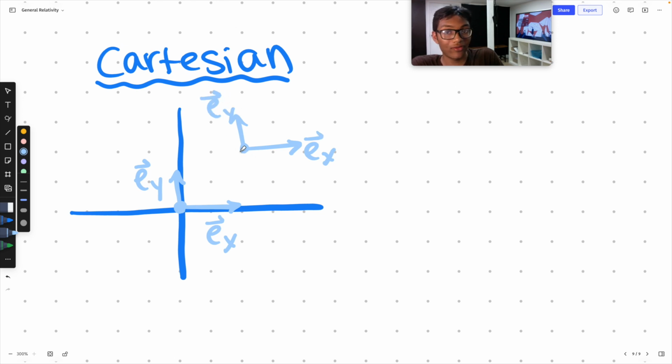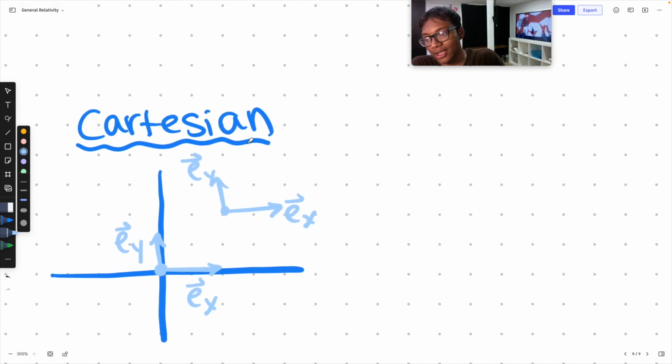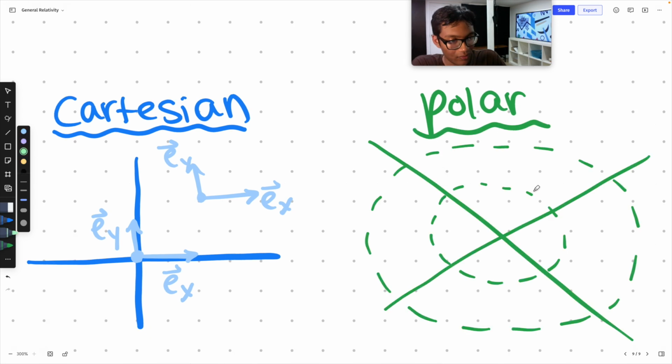We shouldn't take that for granted, because as soon as we step over into the polar coordinate system, things are going to start to change. What are the basis vectors here? Well, polar coordinates has a radial basis vector that goes radially outwards. I'll call that E sub r. And it also has a theta basis vector, which is tangent to the circle at this point. So that's E sub theta.